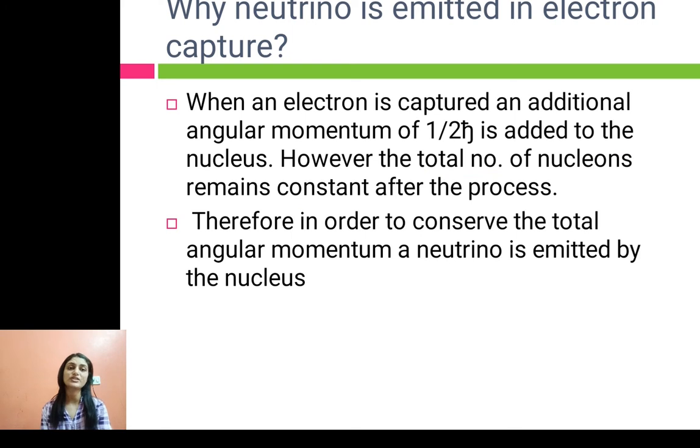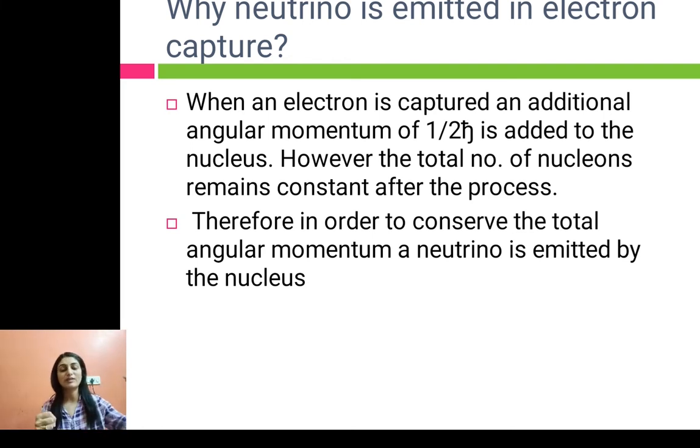Why is a neutrino emitted in electron capture? When an electron is captured, an additional angular momentum of half h-cross is added to the nucleus. Suppose we have an even nucleus, and an electron is captured by the nucleus, so it has become odd. So a neutrino is emitted. The neutrino again has a spin of half h-cross, so again half h-cross will be emitted from the nucleus, so again the nucleus will become even. So an even nucleus should remain even, an odd nucleus should remain odd. That is how the conservation of angular momentum will take place.